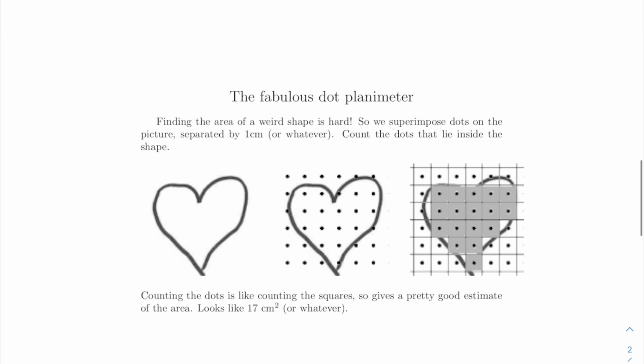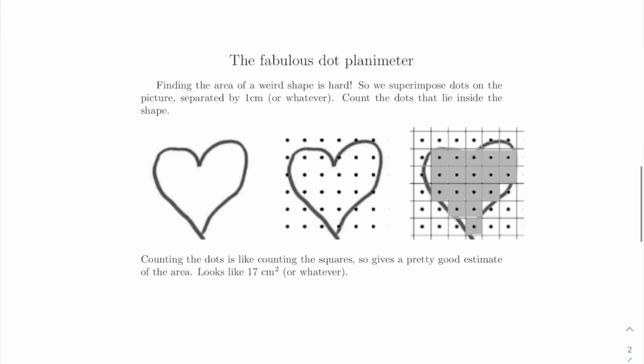All right, so the idea here is finding the area of a weird shape is hard. You don't have formulas to find the area of something like Connecticut District 2 because it's not a normal geometric shape. So how do you find the area? Let's say I want to find the area of this heart. The idea is you make this grid of dots, and each dot is separated by, say, 1 centimeter or whatever. You can use whatever units you want. And then all you do is count up how many dots are inside your shape. And that's how big the area is.